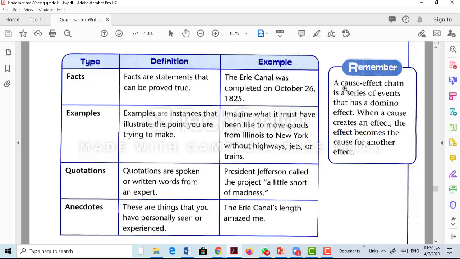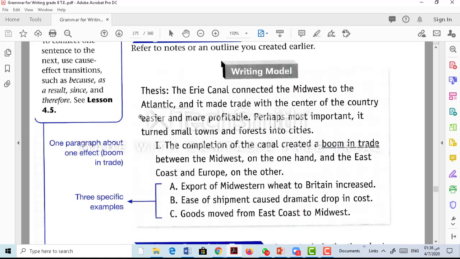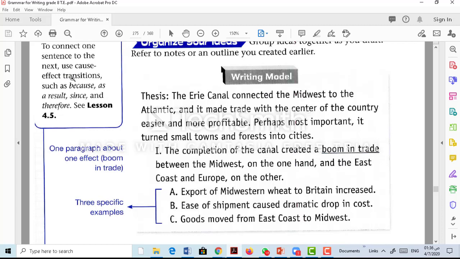It says here that again, a cause-effect chain is a series of events. So it's like a series. One thing leads to the other, and that new thing leads to a different thing. So it's like a lot of things lead to each other. Drafting your essay. Here we have the thesis. So that's preparing your writing, and make sure also you use transitions like because and as a result.